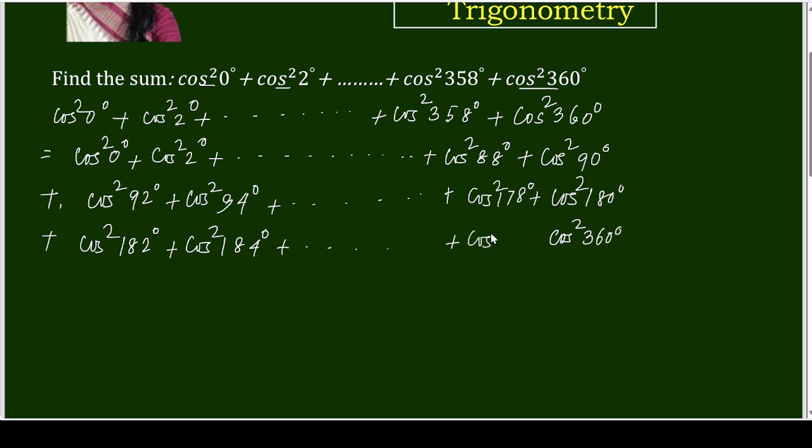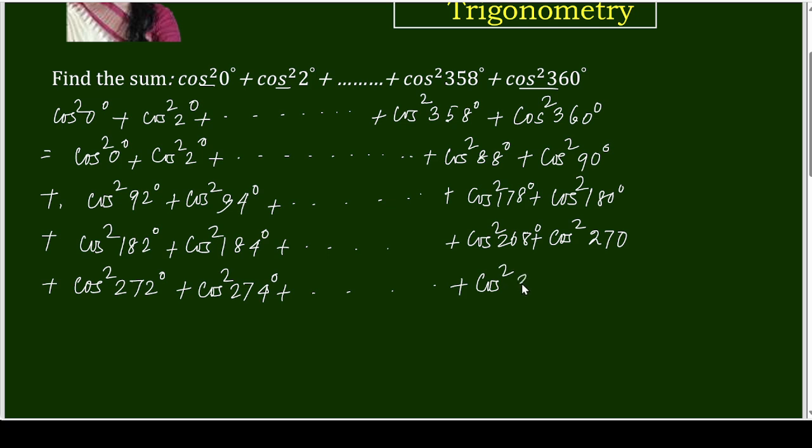And the last series is cos square 272 degree plus cos square 274 degree, and the last will be cos square 358 degree, the last but one, and the last is cos square 360 degree.